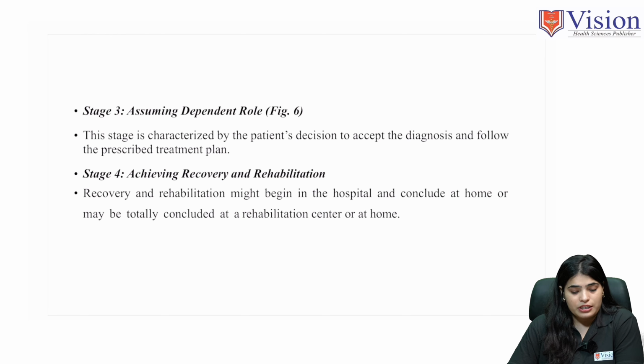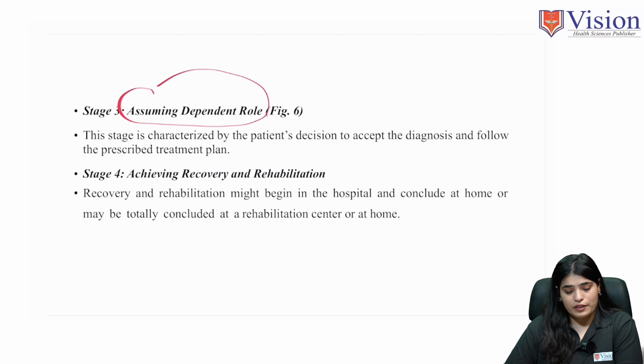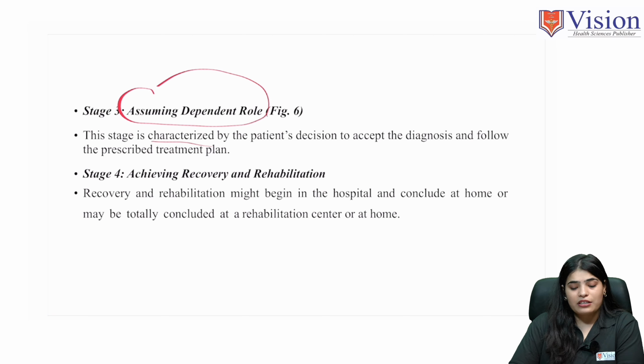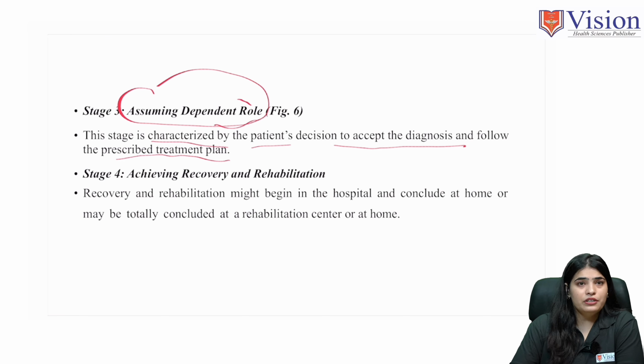Next is stage 3, assuming the dependent role. This is the third stage of illness behavior. This stage is characterized by the patient's decision to accept the diagnosis and follow the prescribed treatment plan. After the second stage, you are ill and you need to go to the doctor, take some medicines, and have some rest. That is the dependent role. Here you are dependent on your family members or friends so that they can take care of you because you are not able to perform your daily tasks.